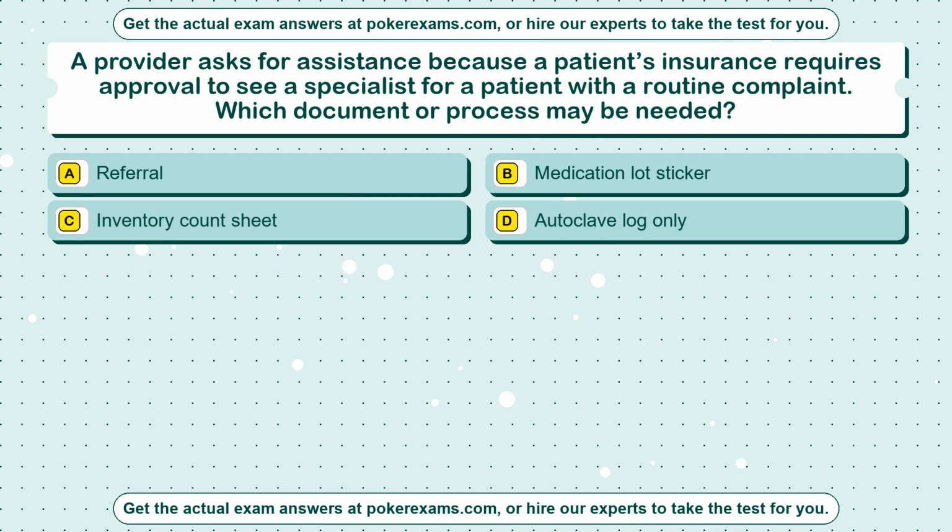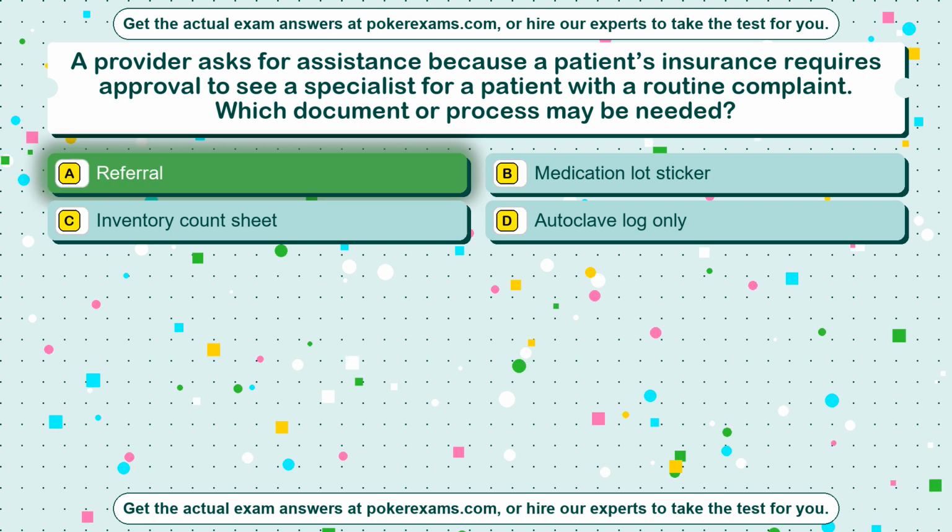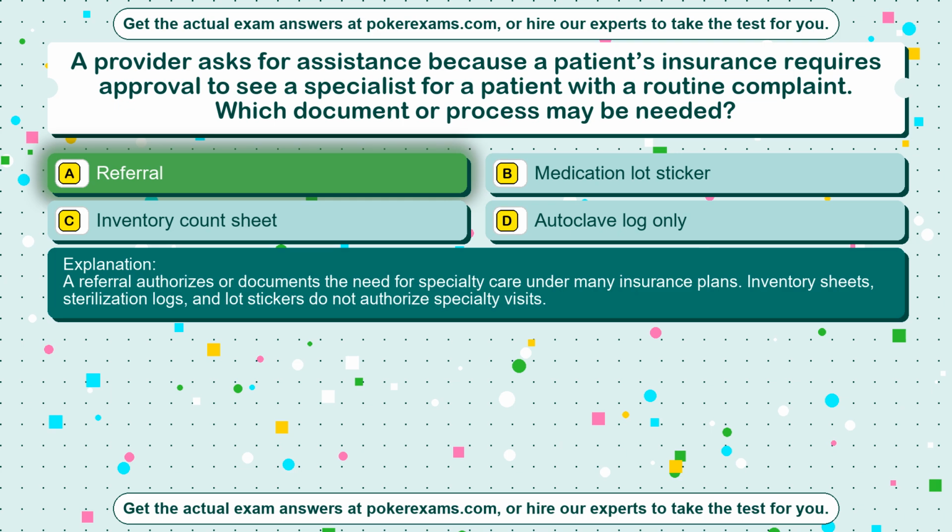Question 46. A provider asks for assistance because a patient's insurance requires approval to see a specialist for a patient with a routine complaint. Which document or process may be needed? Option A, referral. Option B, medication lot sticker. Option C, inventory count sheet. Option D, autoclave log only. The correct answer is option A, referral. A referral authorizes or documents the need for specialty care under many insurance plans. Inventory sheets, sterilization logs, and lot stickers do not authorize specialty visits.